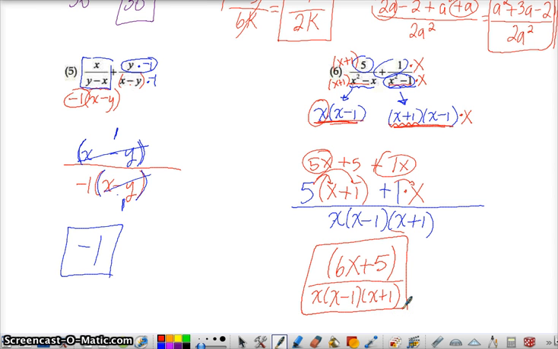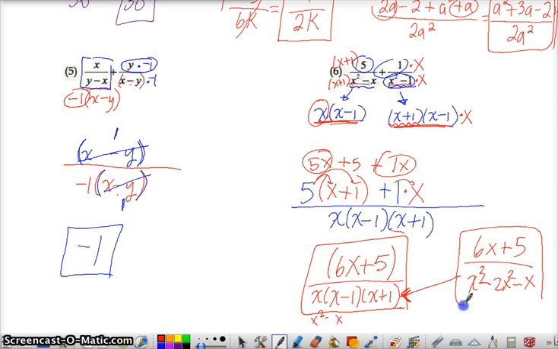Now when you do the homework and you check in the back of the book, because I know you all are very good math students, the answer in the denominator will not look like this. It will be FOILed out, it'll be 6x plus 5, and then all these things multiplied out. So it'll be x cubed minus 2x squared minus x. So this is what you would see in the back of the book instead.